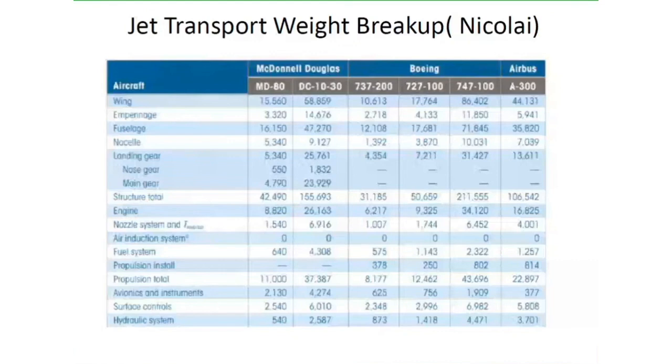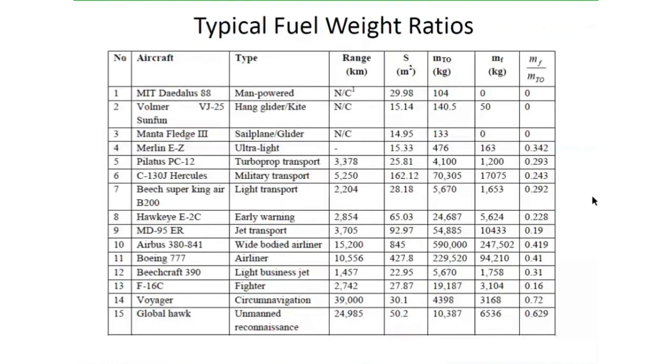So similarly, typical fuel weight ratios. Fuel weight anyway we'll estimate in detail, but this will give you a kind of flavor of what it's likely to be. If you see this point here from Airbus 380 and Boeing 777, they are around 41-42%. And Global Hawk, this is an unmanned reconnaissance craft, which is supposed to have a huge range, 24,000 kilometers. There, the fuel weight is 63%.